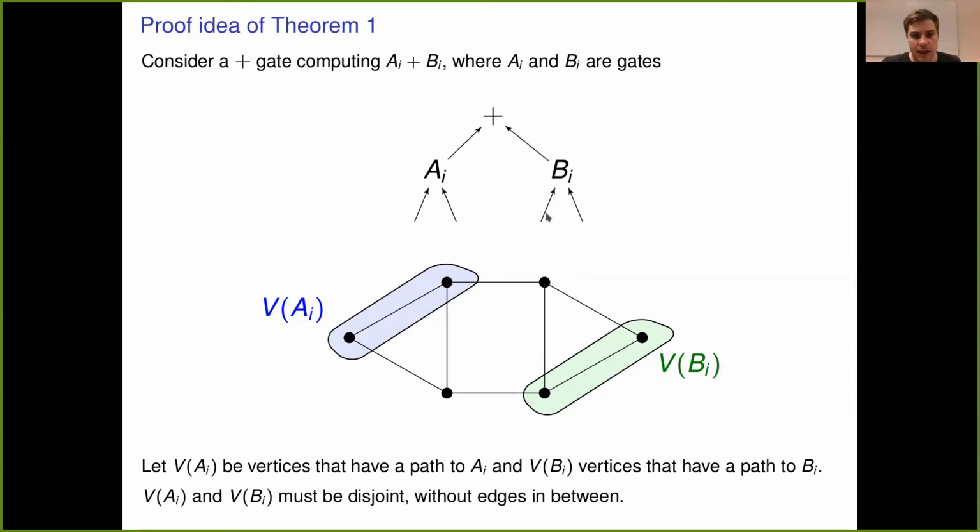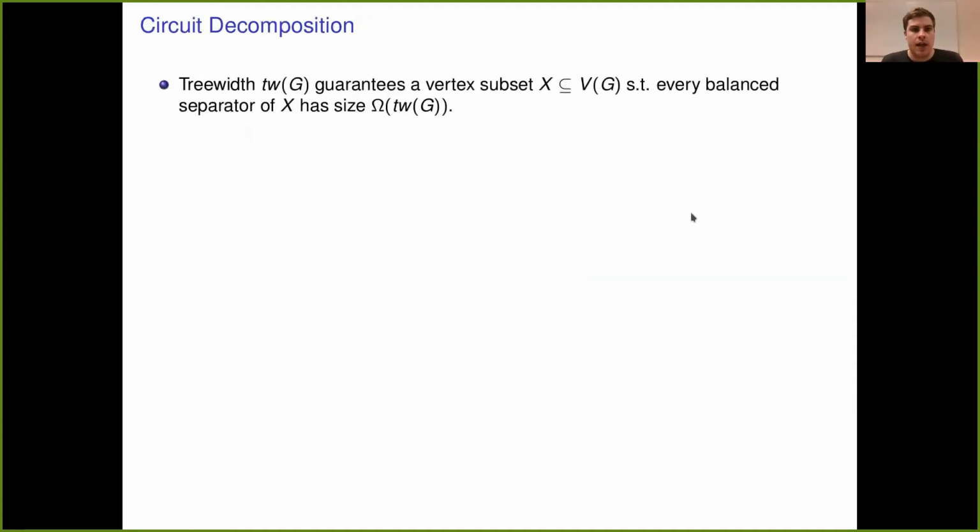What we observe is that these vertex sets cannot overlap, so they must be disjoint, because otherwise we would potentially double count some vertex in some solution. Moreover, there must be no edges between these two sets, because otherwise we might have a solution with a set that is not independent. So basically, for every plus gate there must be a vertex separator between its inputs. Yeah.